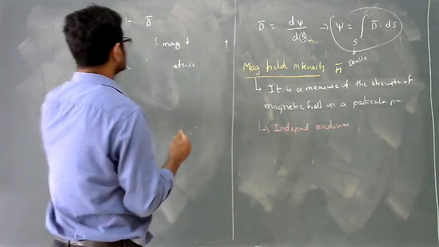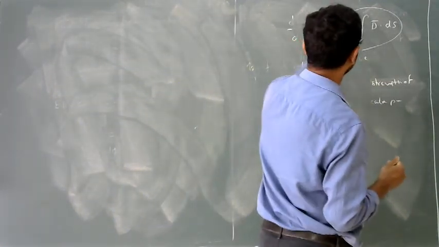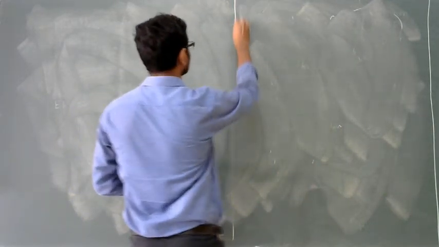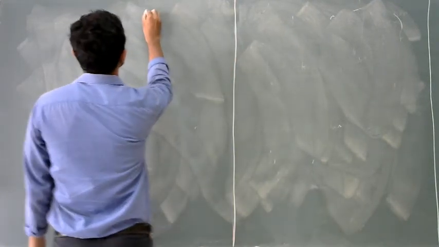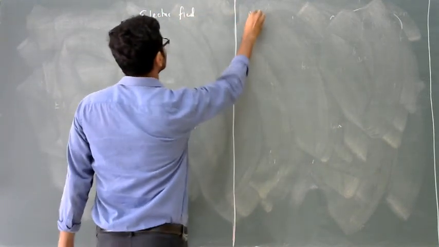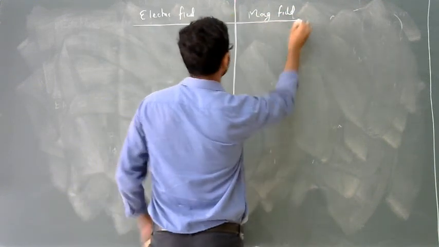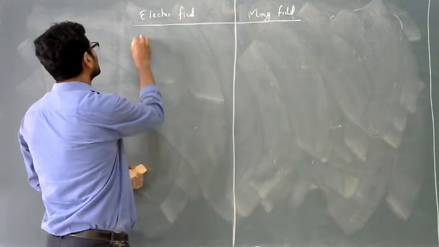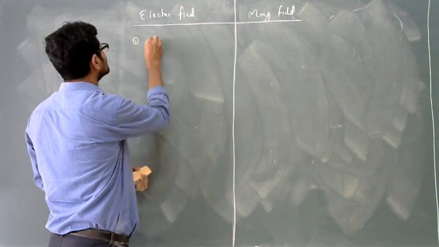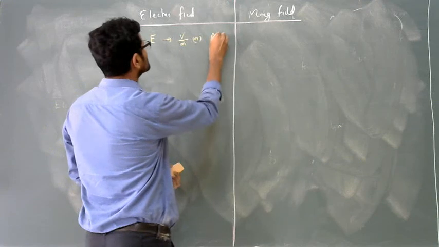Now we differentiate electric field and magnetic field, because sometimes the exam asks for the differences between electric field and magnetic field also. That's why I'm going to differentiate between them. First, the strength for electric field we define with the electric field intensity. So electric field intensity units are volts per meter or newtons per coulomb.